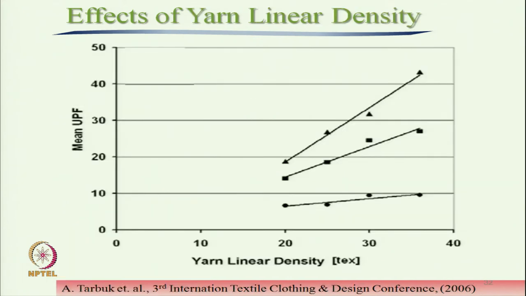Now, coming to the yarn parameters, it has been reported that as the yarn linear density increases, the yarn becomes thicker, and the UPF increases. If we keep the fabric constructional parameters the same, a higher yarn linear density, a higher tex of yarn, means a coarser yarn. That means the mean openness of the fabric will reduce, and at the same time the effective thickness of the fabric will increase. So, this will effectively increase the UPF value.